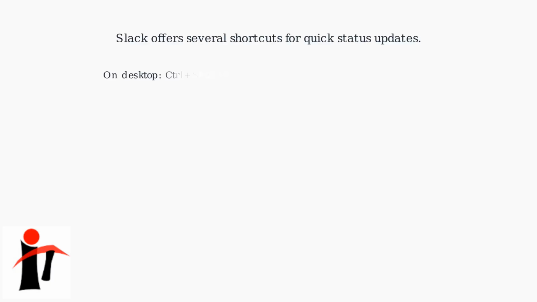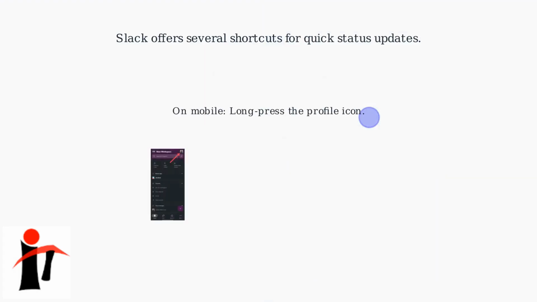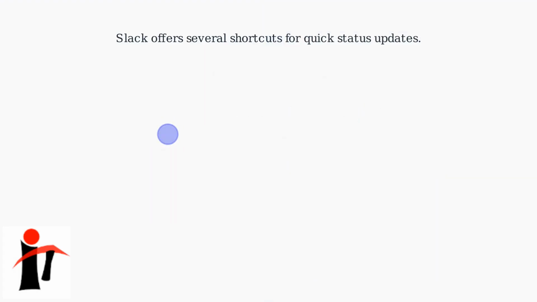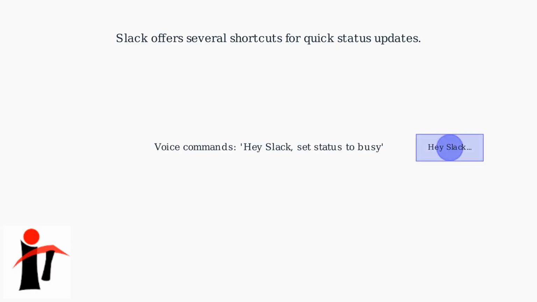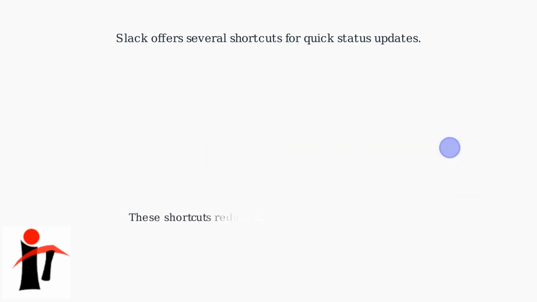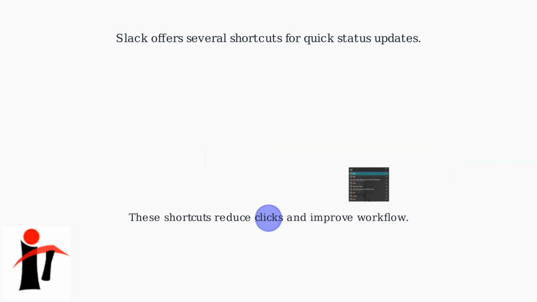Slack offers several shortcuts for quick status updates. On desktop, use Ctrl-Shift-Y on Windows or Linux, or Command-Shift-Y on Mac to open the status menu. On mobile, long press the profile icon. Voice commands are also available on supported devices. Try "Hey Slack, set status to busy." These shortcuts reduce clicks and improve workflow, especially in high-volume environments.